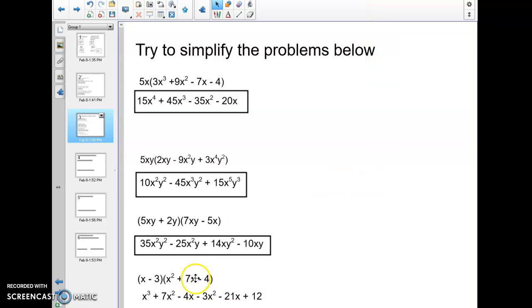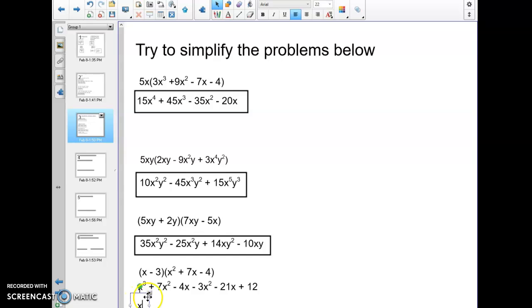And then we need to combine our like terms. So this becomes x cubed. There's nothing to combine with the x cubed. Nothing we can do about that. 7x squared and negative 3x squared is 4x squared. Negative 4x and negative 21x and negative 25x plus 12. And there's our answer.